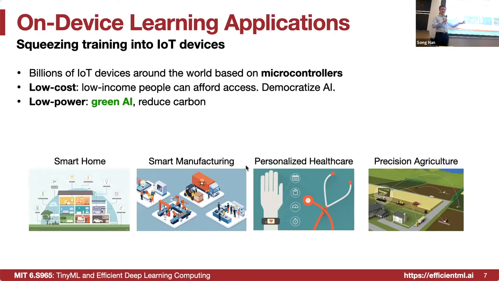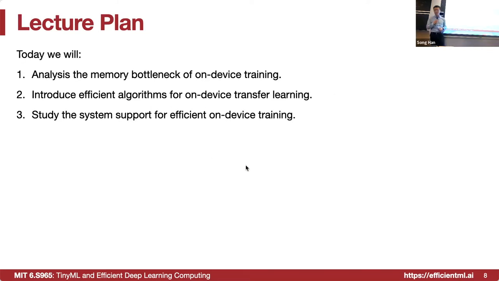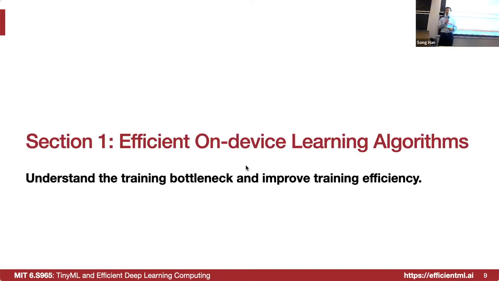Which has a lot of applications, such as in smart home, where it can understand your habit when you get up, smart manufacturing, personal healthcare, precision agriculture, right, where there are billions of IoT devices. If we can enable customization across all these devices, that can be a good way toward green AI and reduce the carbon footprint. So this is the lecture plan for today. We will analyze the memory bottleneck of on-device training and introduce efficient algorithms for on-device training, together with system support to realize the theoretical saving into measured speedup and memory saving, okay? So let's get started with efficient on-device learning algorithms to understand the training bottleneck and improve the training efficiency.